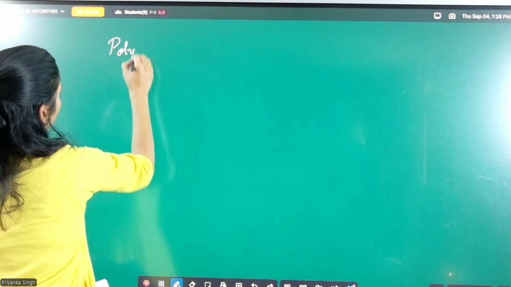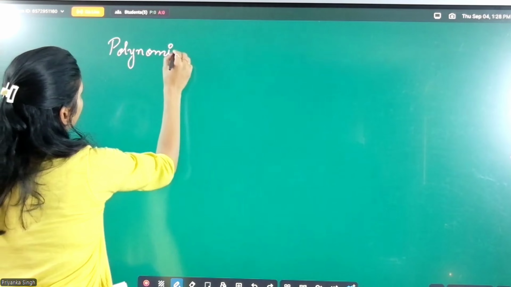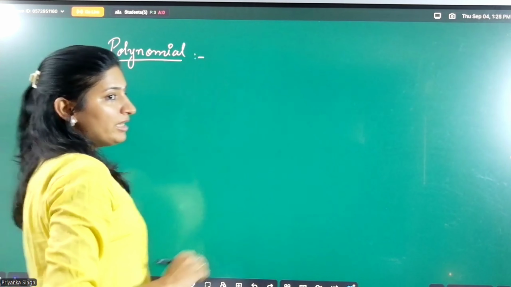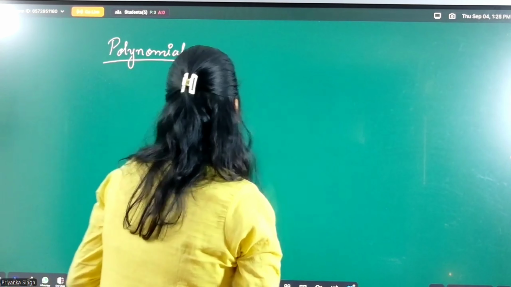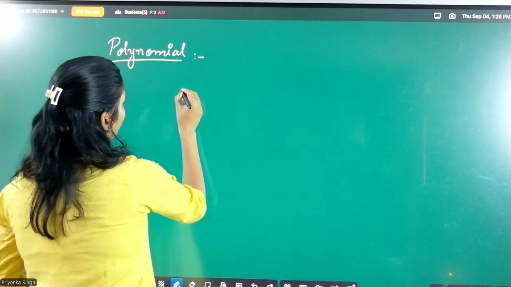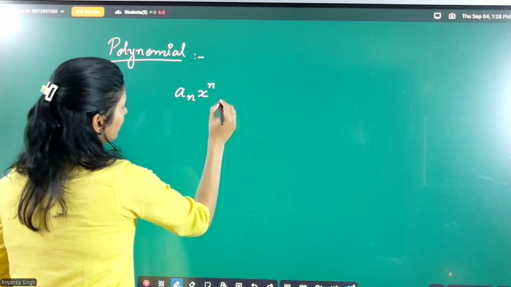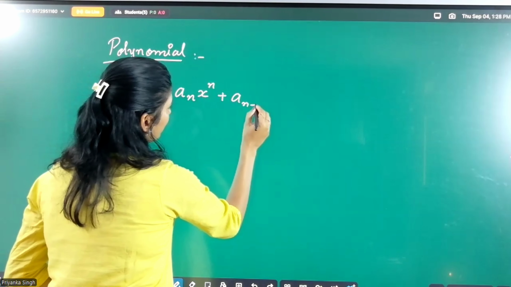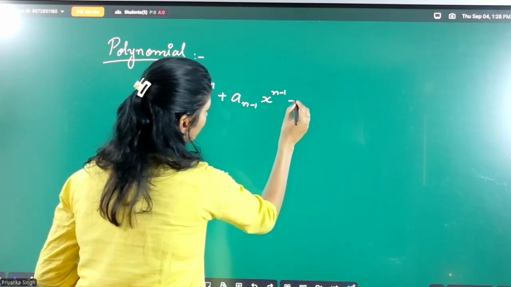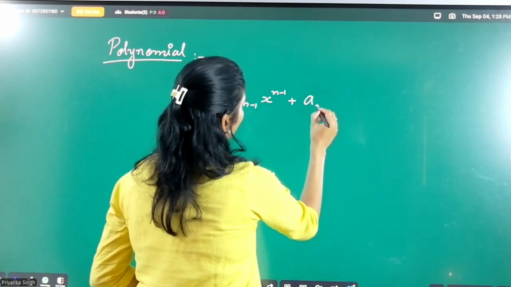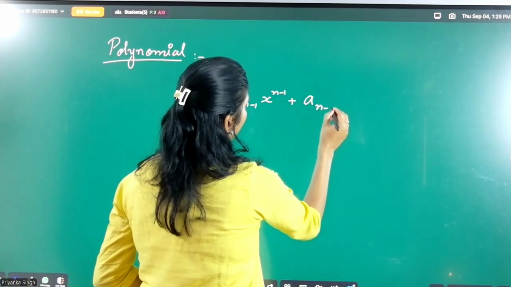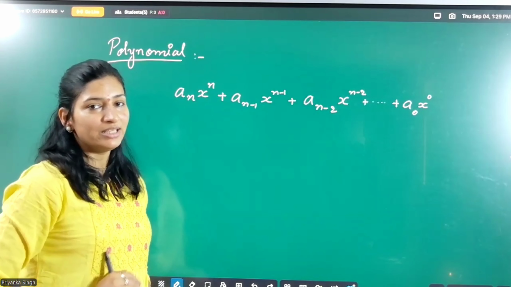And in this chapter, we have polynomial in one variable. So we are mainly going to learn about the polynomial in one variable. So polynomials in one variable, the standard form is a raised to power n, x raised to power n, plus a raised to power n minus 1, x raised to power n minus 1, plus a raised to power n minus 2, x raised to power n minus 2, so on till a raised to power 0, x raised to power 0. So this is the standard form of a polynomial in one variable.